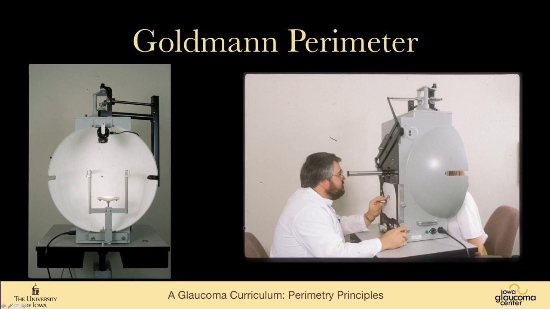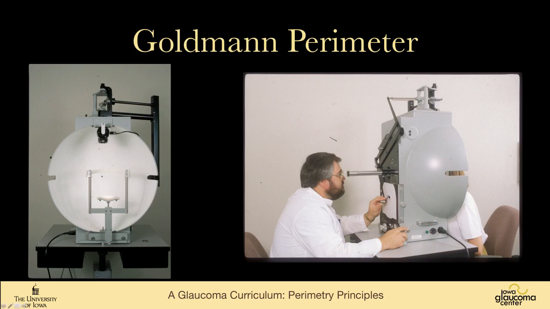So this is a Goldmann perimeter. Patient's chin goes right here. He or she is looking at that fixation target straight ahead. The bowl is diffusely illuminated at 31.5 apostilbs, and then the technician, here with the right index finger, is turning on a light and moving the target until the patient responds. By looking through the telescope, the perimetrist can assess fixation and attention of the patient.